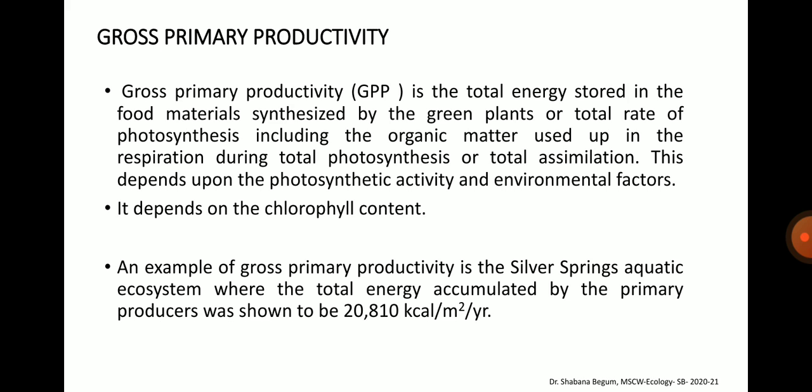The gross primary productivity is the total energy stored in the food materials synthesized by the green plants, or total rate of photosynthesis including the organic matter used up in the respiration during total photosynthesis or total assimilation. Hence, this is also called the total photosynthesis or total assimilation. And gross primary productivity depends upon the photosynthetic activity and certain environmental factors. It also depends on the chlorophyll content.